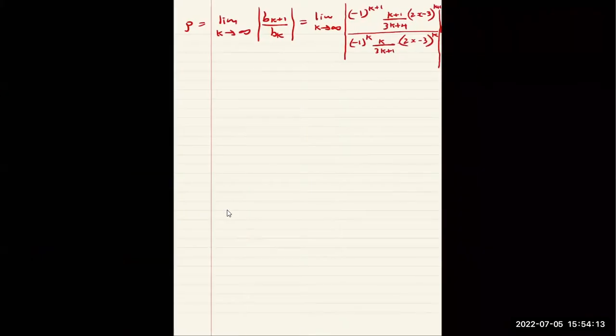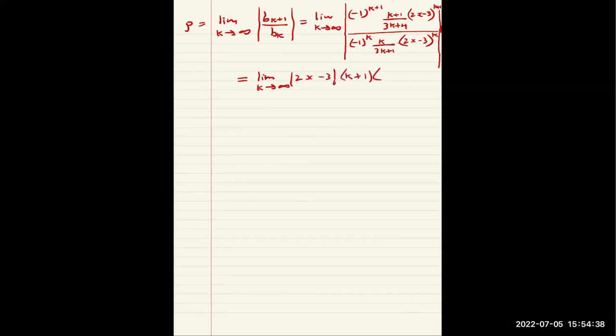Now you need to do some simplifications. I'm not going to show you the details of the simplification because we have done this many times. If you simplify this using the reciprocal rule, you will get the limit as k approaches infinity. This is what you're going to get: the absolute value of 2x minus 3, times k plus 1 times 3k plus 1, divided by k times 3k plus 4, pardon me.